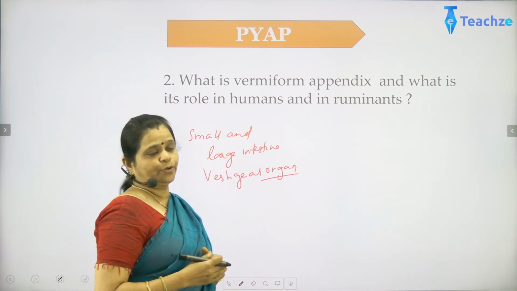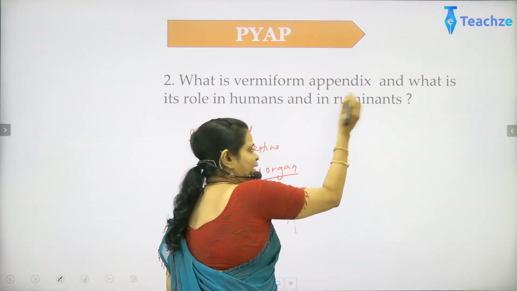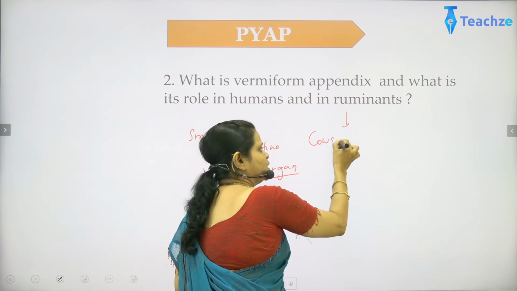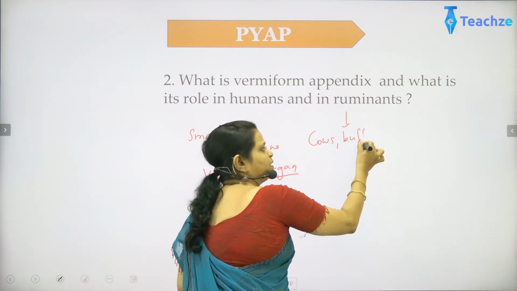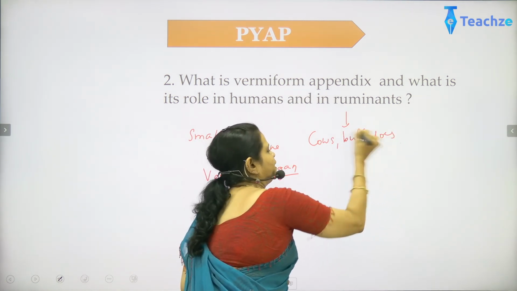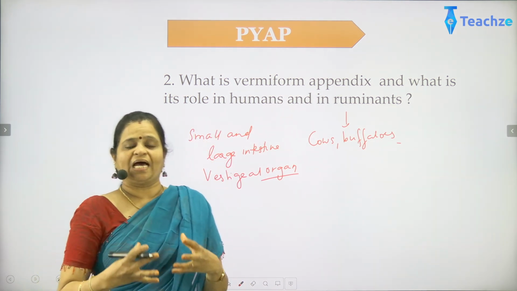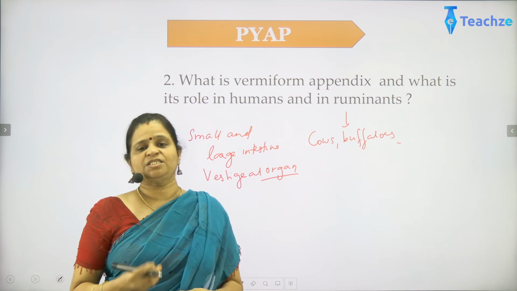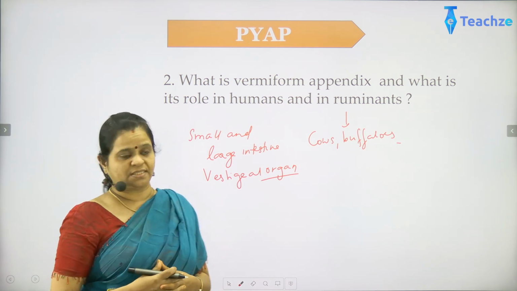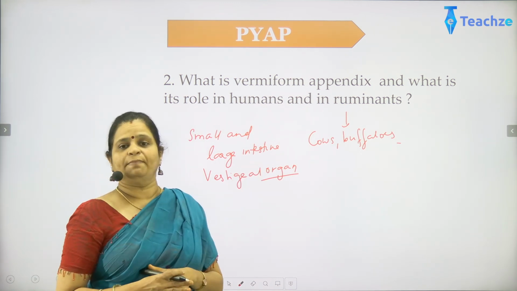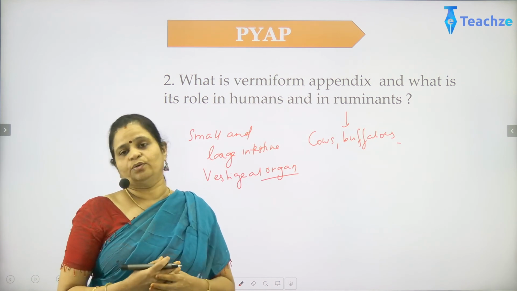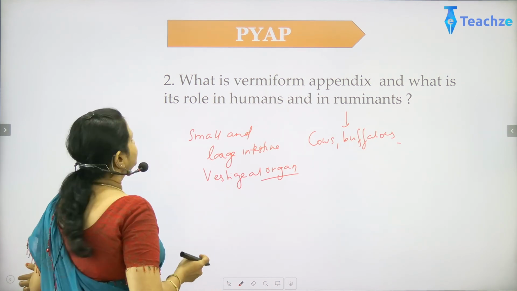And what is the role in ruminants? Ruminants will be the herbivores, especially the cows and the buffaloes. So this you must have studied in 7th or 8th. Now cows and buffaloes are called ruminants because they have special partitions in the stomach which is called a ruminant stomach. Now this has certain bacteria so that the cellulose digestion takes place.